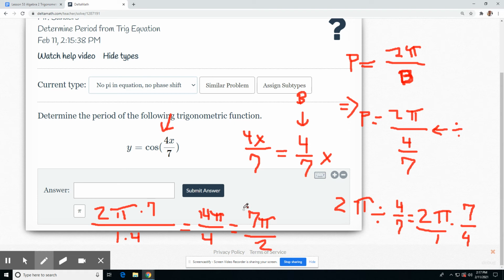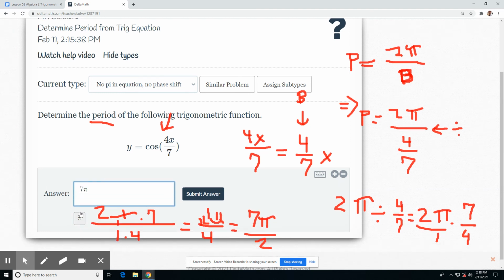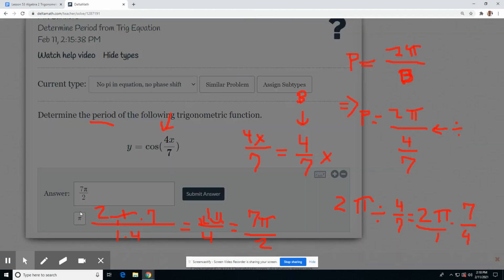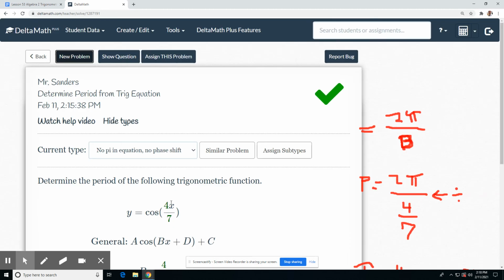So the answer here is, and remember what period is. Period is how often does it repeat itself? How often does it cycle? So it cycles, or has a frequency or a period, of 7 pi over 2. Every 7 pi over 2, it repeats. So 7 pi divided by 2. All right, that's all there is to it.